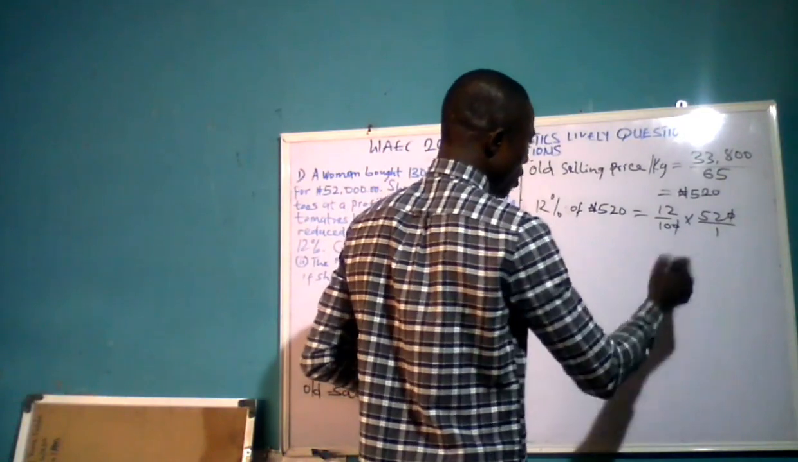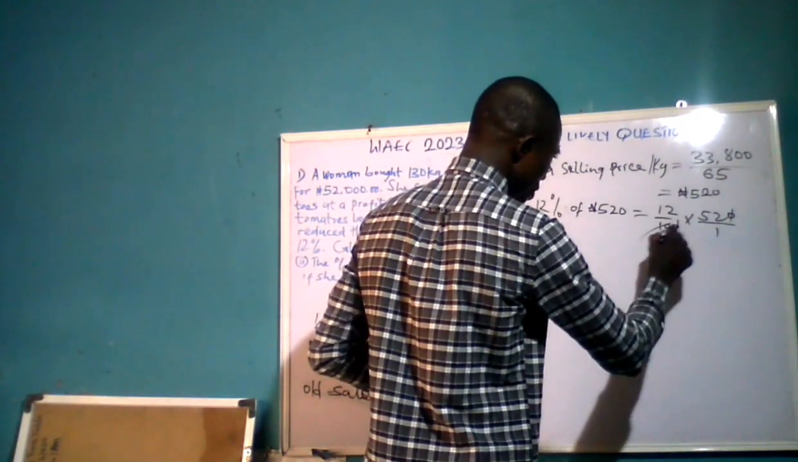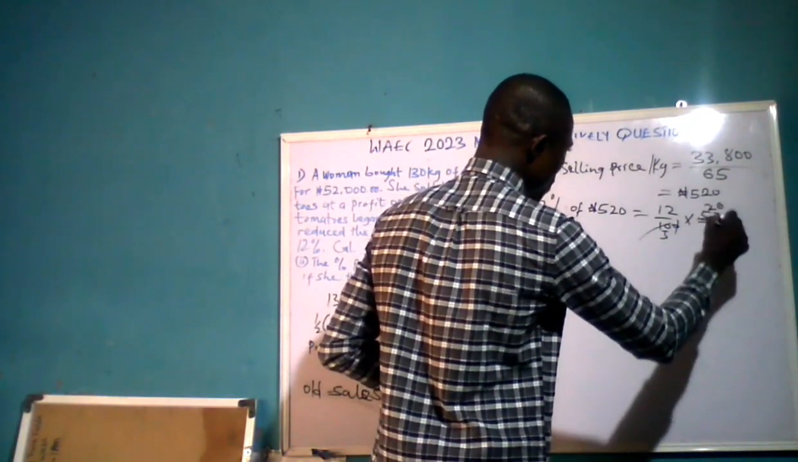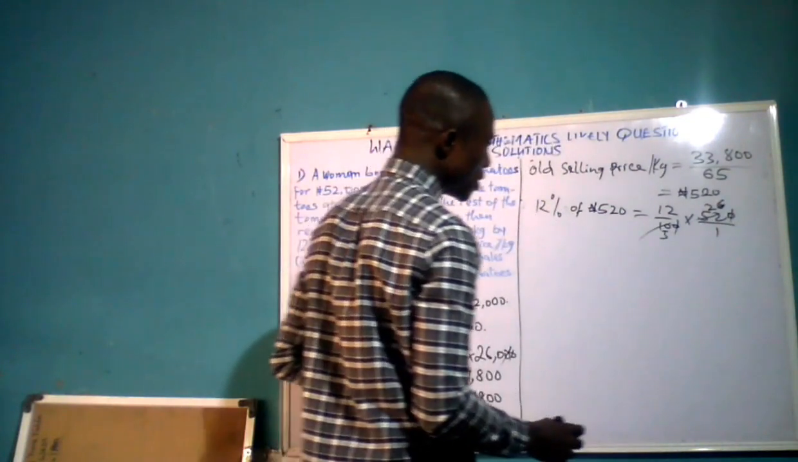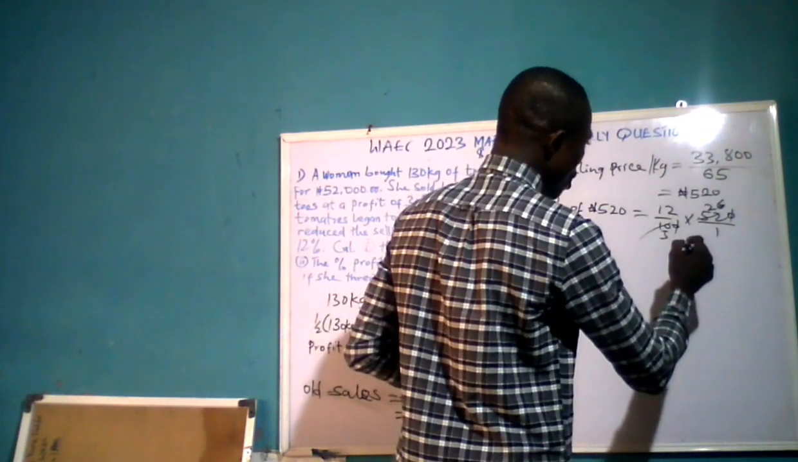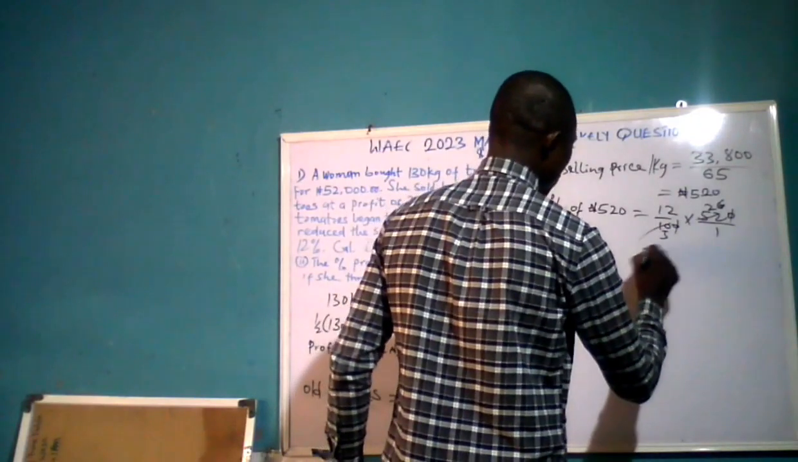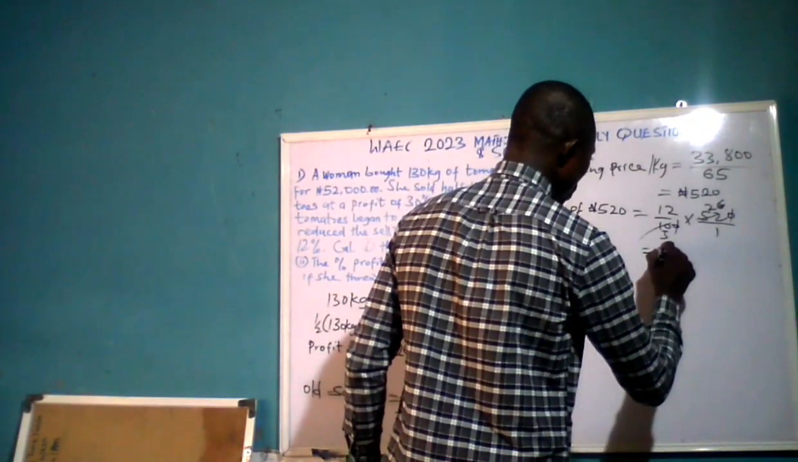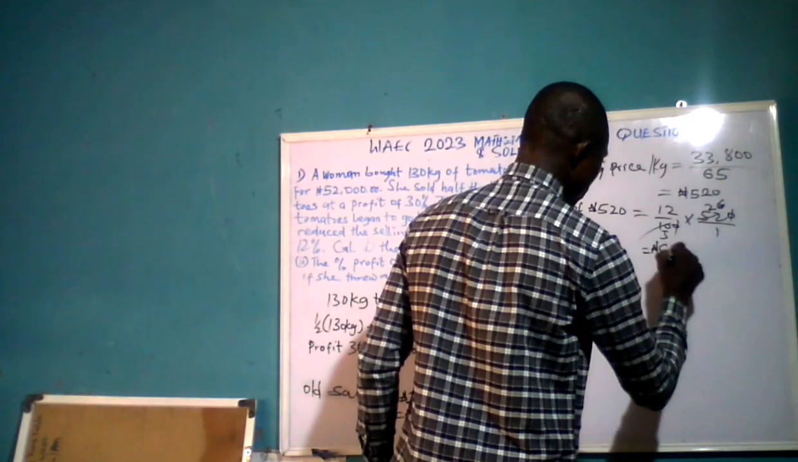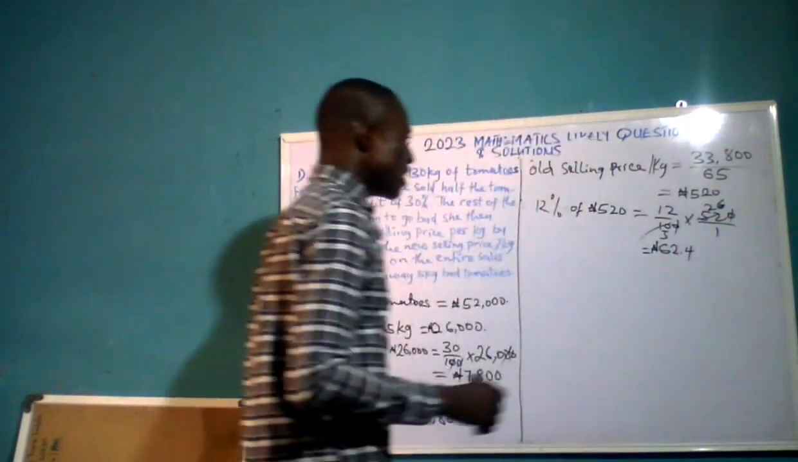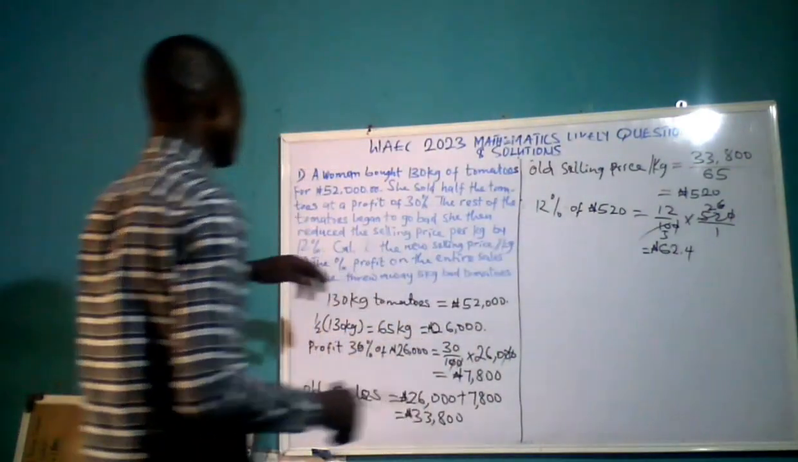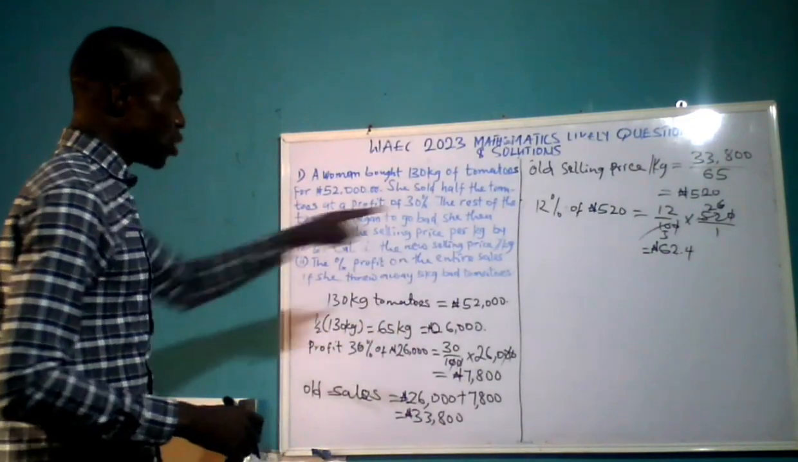Zero cancels zero here, and also you have 2 here, that's 5, 2 here, that is 26, and also you have 62.4 naira. 62.4 naira, that is the reduction made from the old selling price.